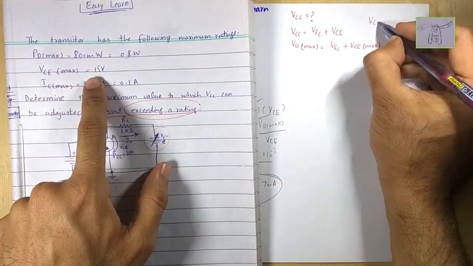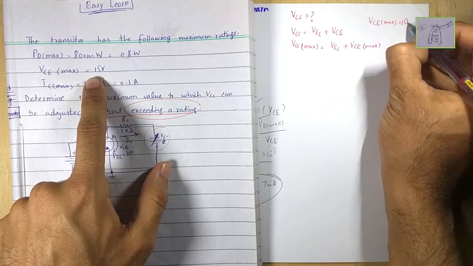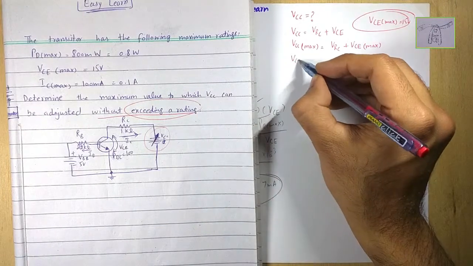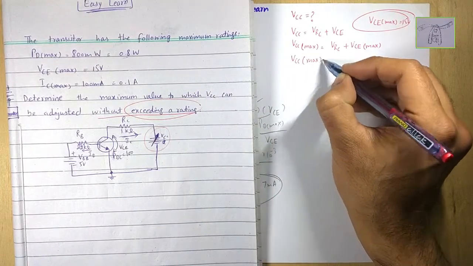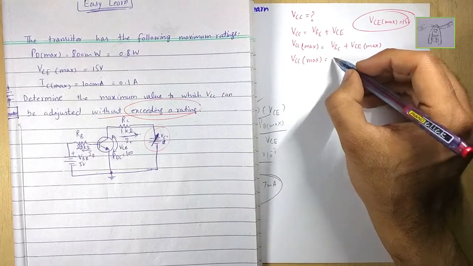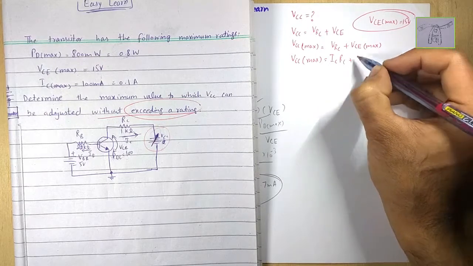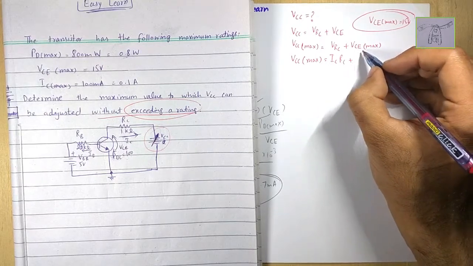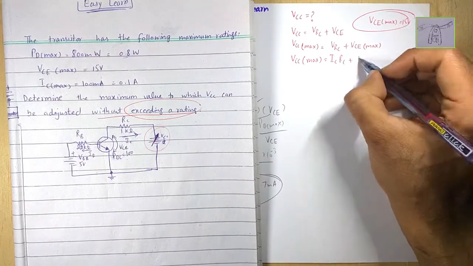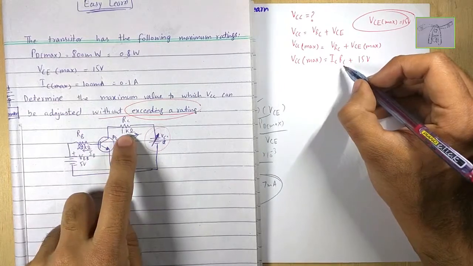You can see that VCE maximum is 15 volts. That is given. Now what is VCC max? What is the voltage across resistor RC? Simple, apply Ohm's law, that is IC RC plus the voltage across CE, at the collector with respect to emitter, that is maximum, 15 volts, and this is given. Now the RC is also known, 1 kilo ohm resistance.